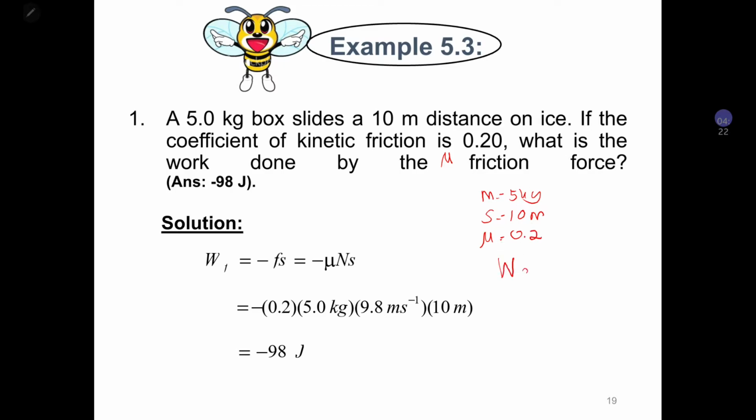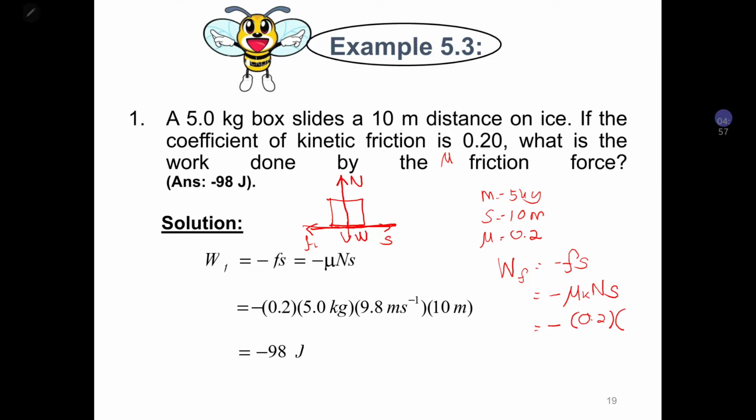So dia tanya WF sama dengan negatif Fs. Okay, sama dengan negatif mu K N S. Okay, negatif masukkan 0.2 and sama dengan, okay, kalau orang tak tahu macam mana nak dapat nilai N. Okay, box. Okay, so bila dia ditarik ke kanan, ni S dia, frictional force adalah ke kiri. So normal force sentiasa ke atas dan W ke bawah.